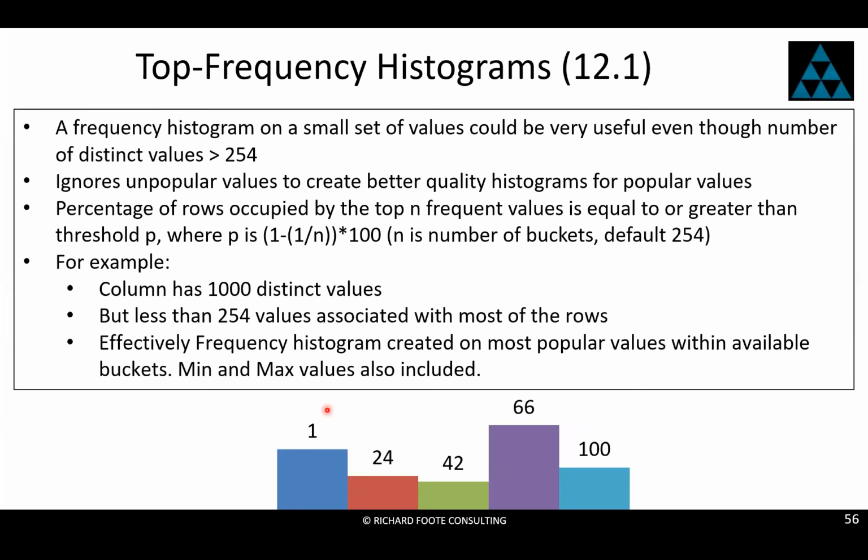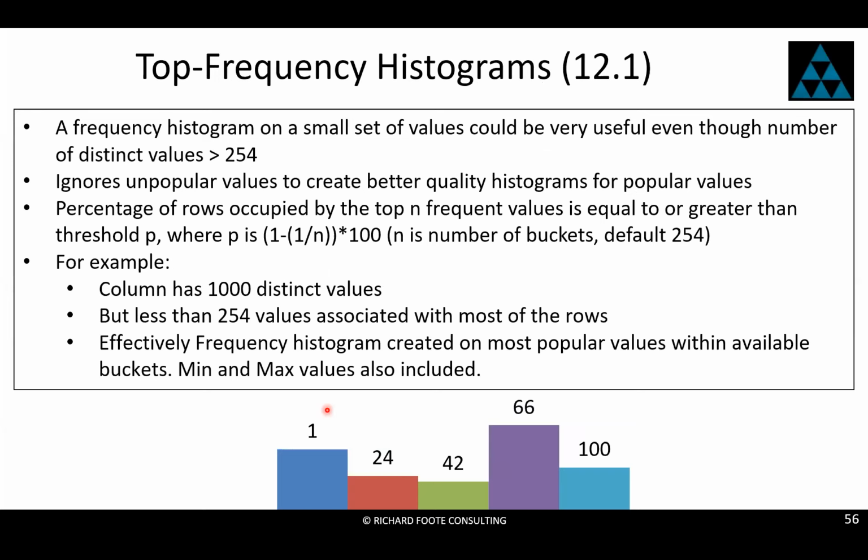slightly better, more flexible, gives us better range of data. So the first one is top frequency. So what top frequency does is this. If I've got more values than the number of buckets, so I can't use frequency, which is my favorite, because I've got more than the number of buckets.